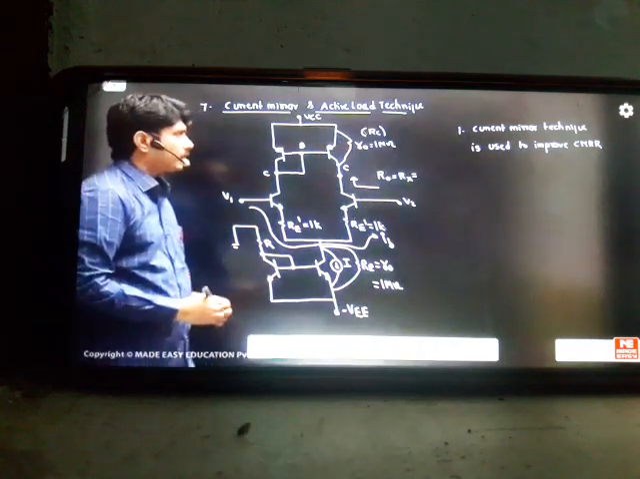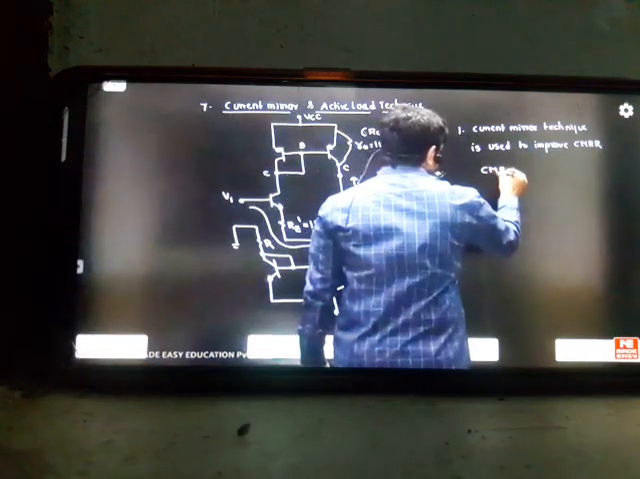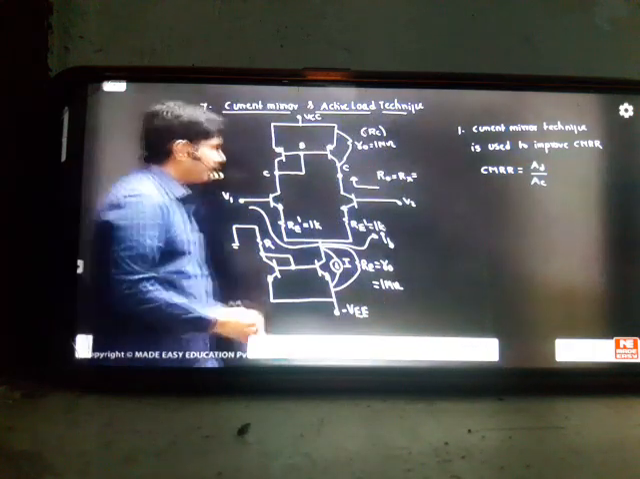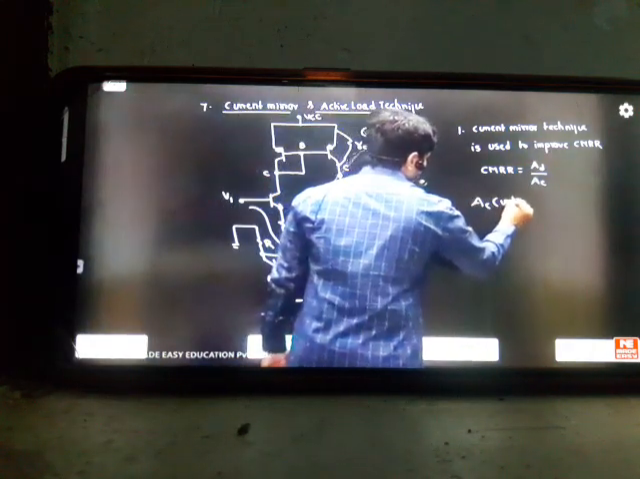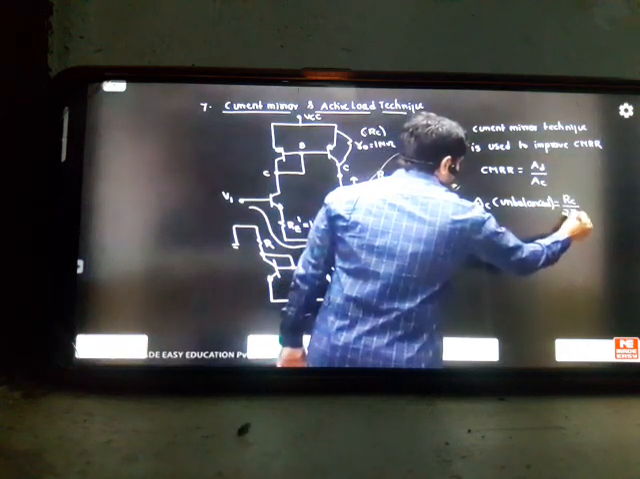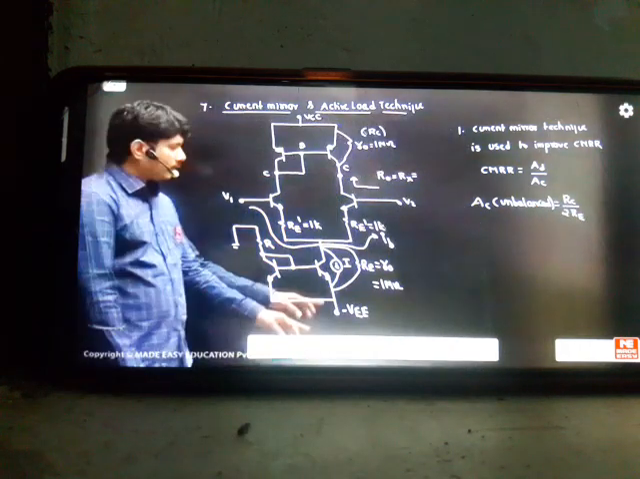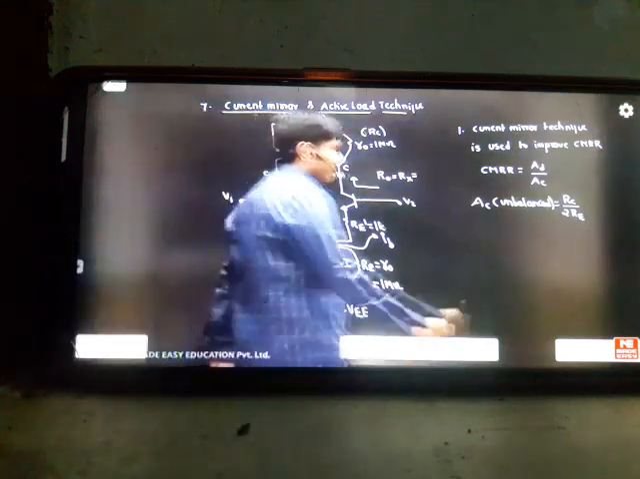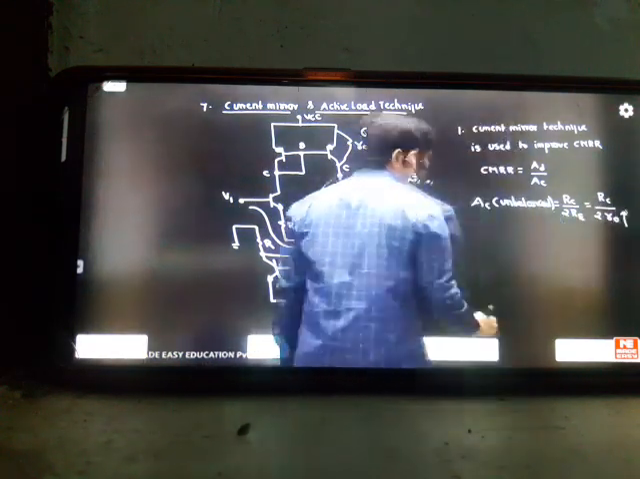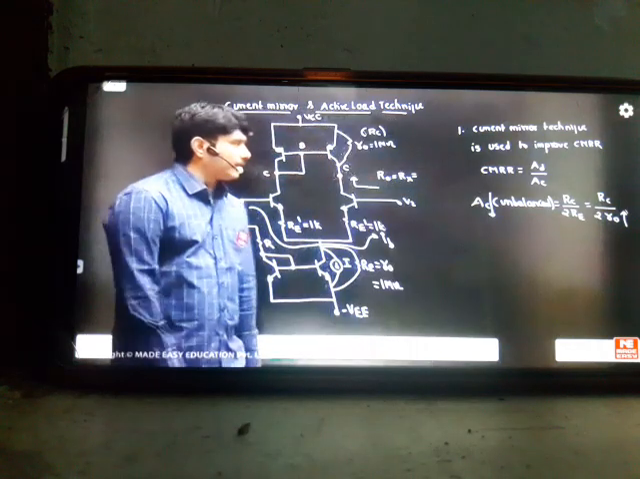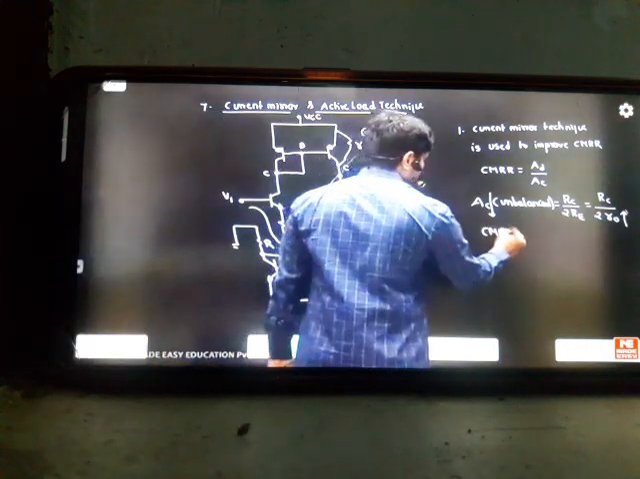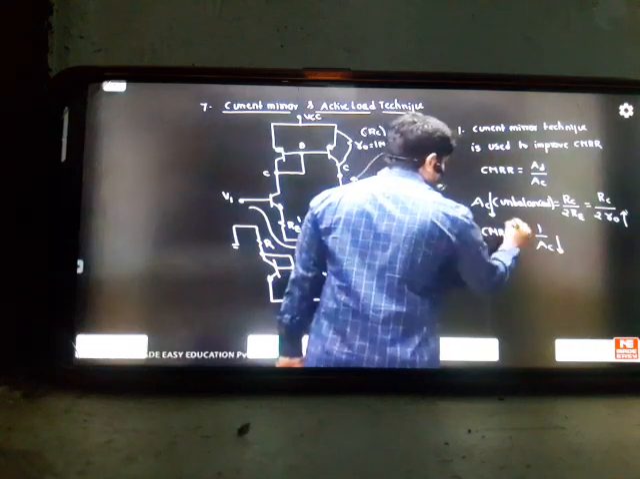CMRR is the common mode rejection ratio. The formula is AD by AC. The AC formula, the unbalanced formula we have seen, is RC by 2 times RE. This RE became R0 in the class now. So when RE becomes 2 times R0, it drastically increases the RE value, and AC has been decreased. If you reduce the common mode gain, CMRR, which is inversely proportional to AC, will increase.